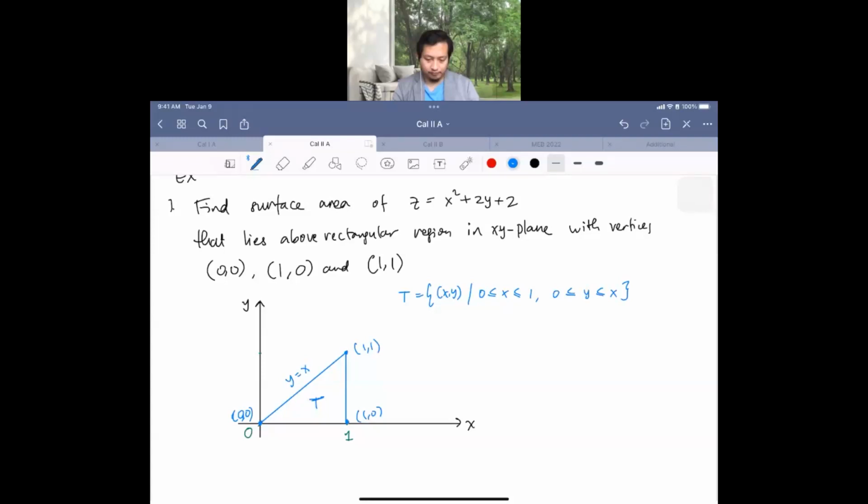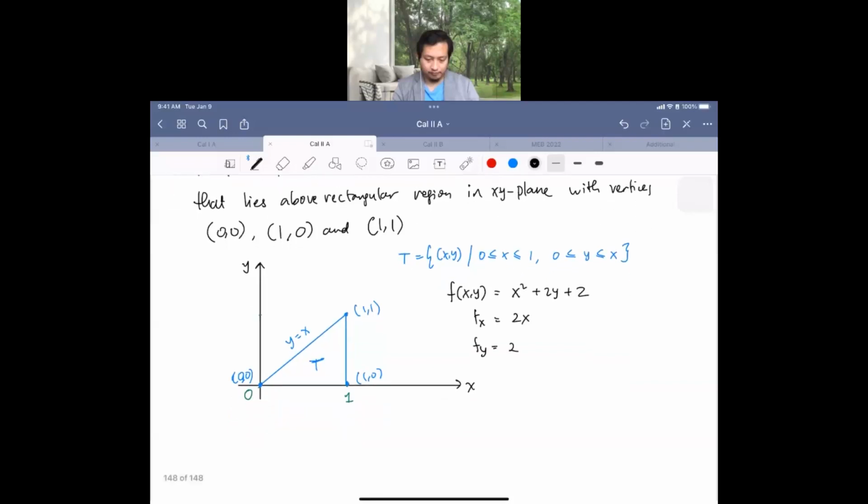Or if you want to make y from 0 to 1, then you can make x from y to 1, and that's also okay. But let me just write this. We write the function of two variables: x squared plus 2y plus 2. For each partial, partial x is 2x, partial y is 2.